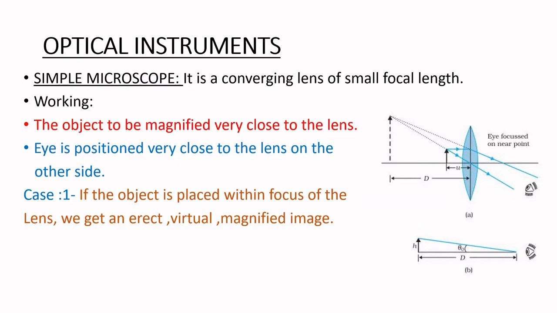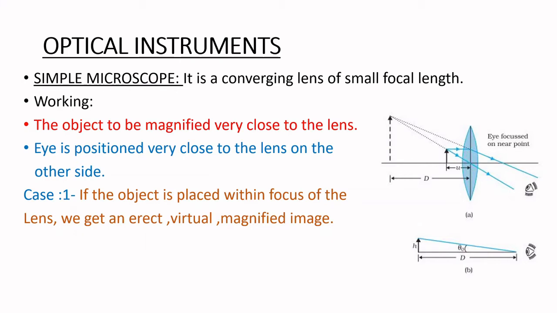What is a simple microscope? Actually it is a converging lens, a convex lens of small focal length. To get proper magnification, we have to keep the object at F or within F, just before F. So these are the two cases where the positioning of the object is done.